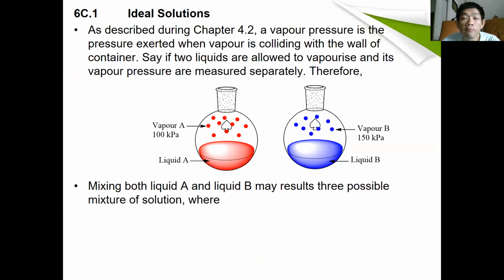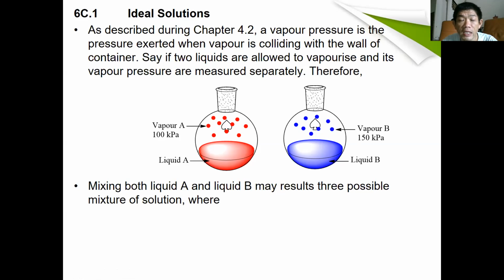Actually, previously we have already learned in chapter 4.2 about vapor pressure. So what is a vapor pressure? A vapor pressure is exerted when a vapor is colliding with the wall of a container. Let's say now you have two individual liquids, namely liquid A and liquid B. Liquid A will vaporize to give vapor A, and liquid B will vaporize to give vapor B. Their vapor pressures measured at room temperature and pressure are 100 kilopascal and 150 kilopascal respectively.